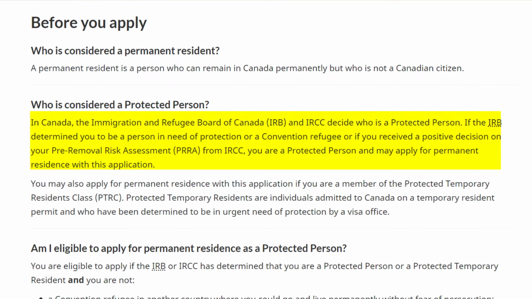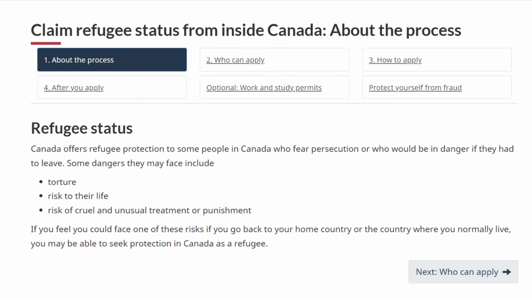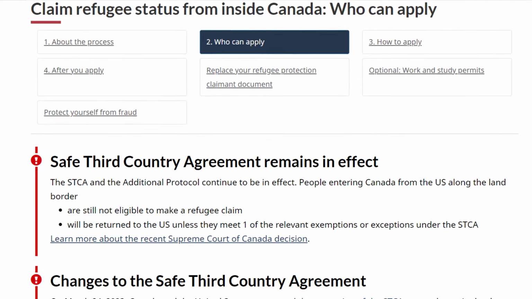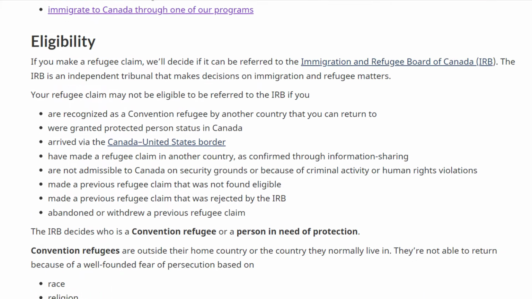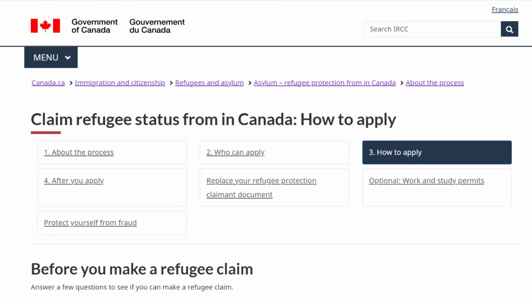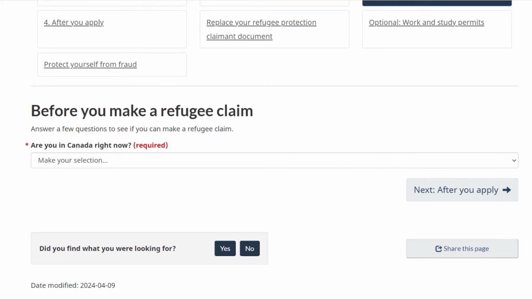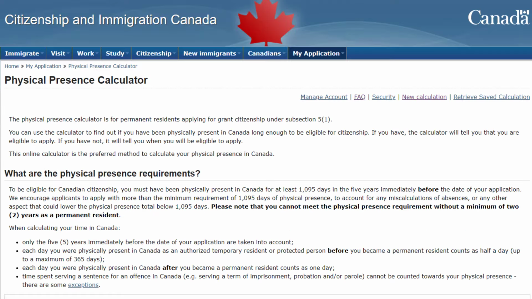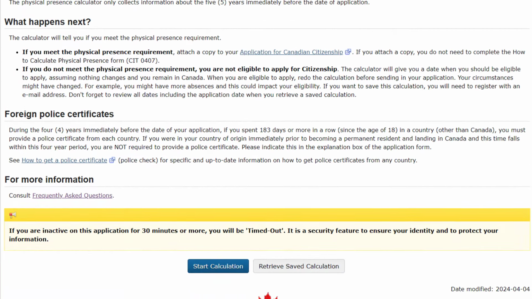A protected person is someone who was found to be in need of protection or a convention refugee by the Immigration and Refugee Board, or a person who received a positive decision on a pre-removal risk assessment from IRCC. If you made a refugee claim or were included in a family member's refugee claim, you will not be credited with time in Canada from the date of the refugee claim until you have received a positive decision confirming that you are a protected person. A permanent resident is someone who has been given permanent resident status by the IRCC but is not a Canadian citizen. How to use the physical presence calculator?